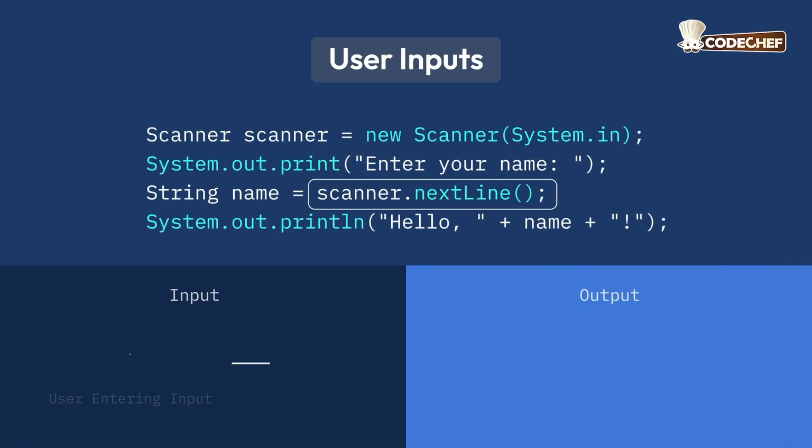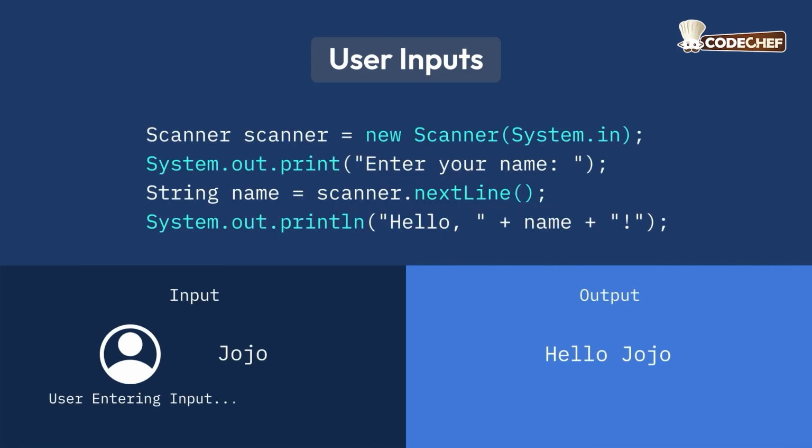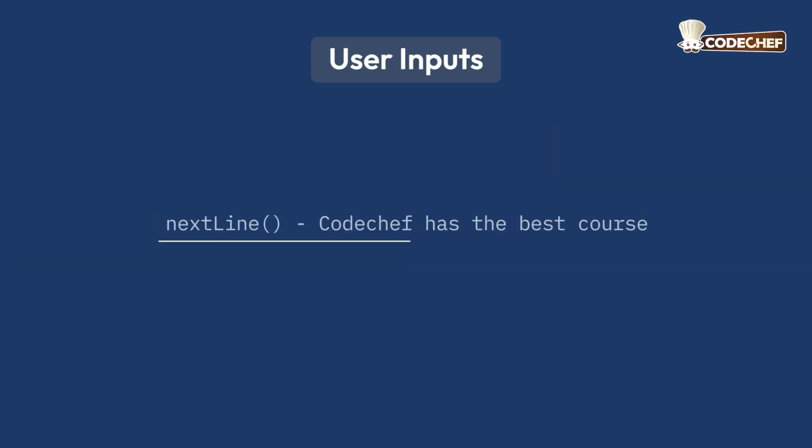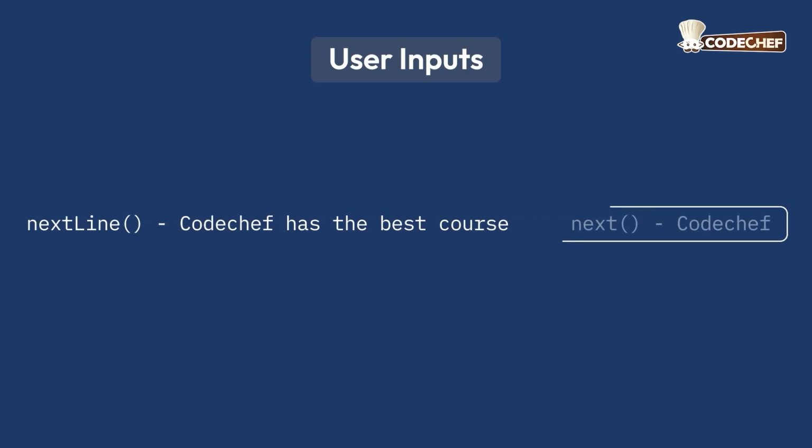In the current example, we are taking a string input. The nextLine method is used to read an entire line of text, while the next method reads only a single word. The data type of a variable determines what type of input it can store. The Scanner class provides different methods to read inputs for various data types.